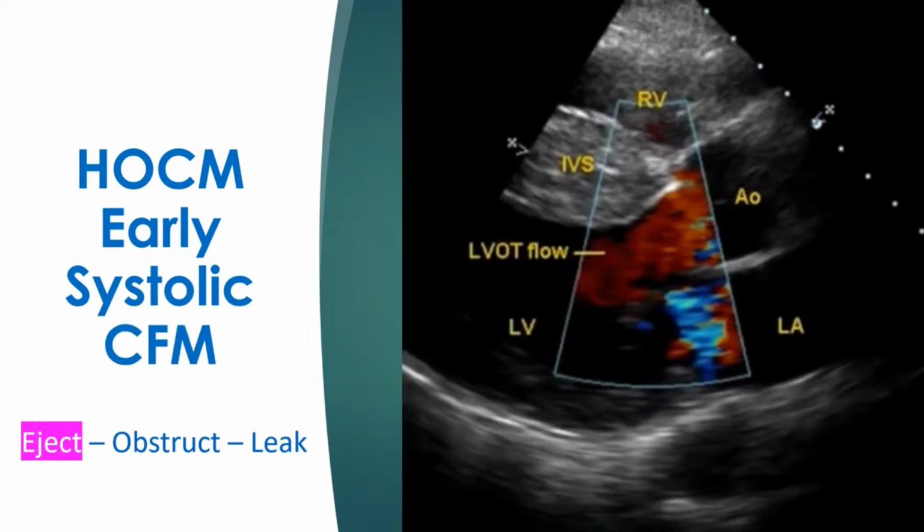Color flow mapping in early systole in hypertrophic cardiomyopathy. Color Doppler imaging in early systole in HCM shows that the flow in LVOT is not turbulent, that is red color without any mosaic or variance. This corresponds to the eject phase of the eject obstruct leak sequence. The blue color behind the mitral valve is possibly a slight backflow during the closing of the valve.